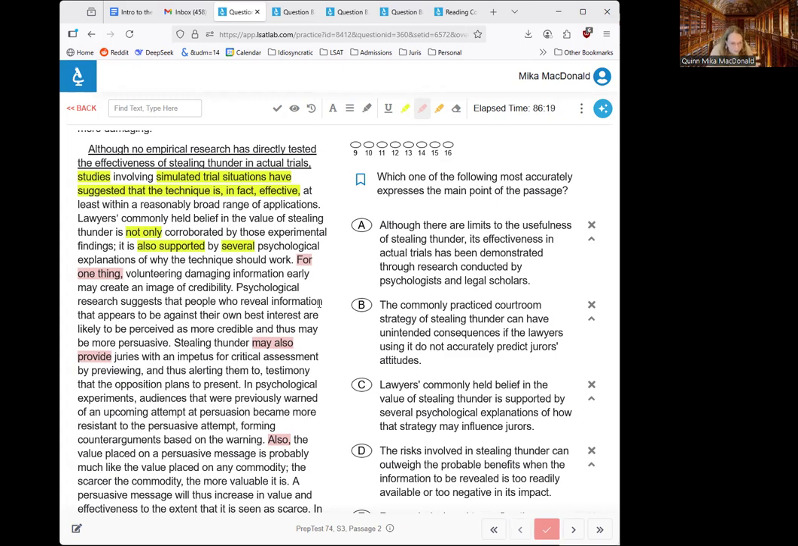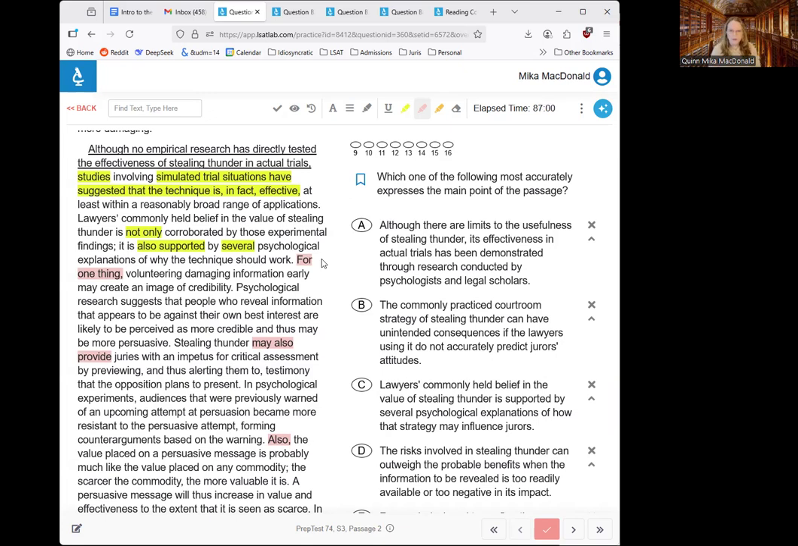Best representation possible. Anyways, our author continues by telling us that studies involving simulated situations have suggested that it is, in fact, effective. Okay, so they drew a limitation on the depth of the research they have, but immediately told us that the research they do have indicates this does work. So let's see the type of evidence. "Lawyers' commonly held belief is not only corroborated by these experimental trial situations, it is also supported by several psychological explanations."